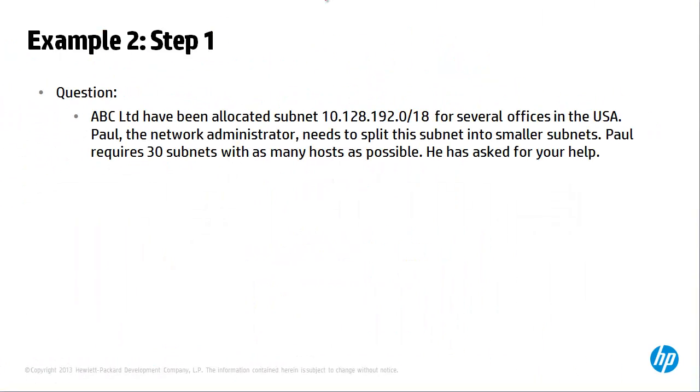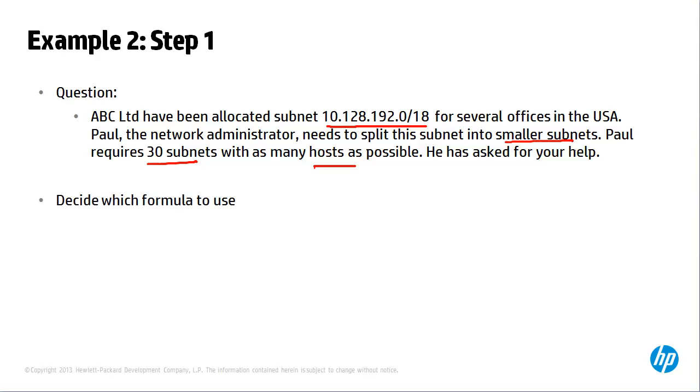Here's another example. Paul from ABC Limited has been allocated a subnet of 10.128.192.0/18 for several offices in the USA. Paul, the network administrator, once again needs to split the subnet into smaller subnets. He requires 30 subnets with as many hosts as possible and has once again asked for your help.